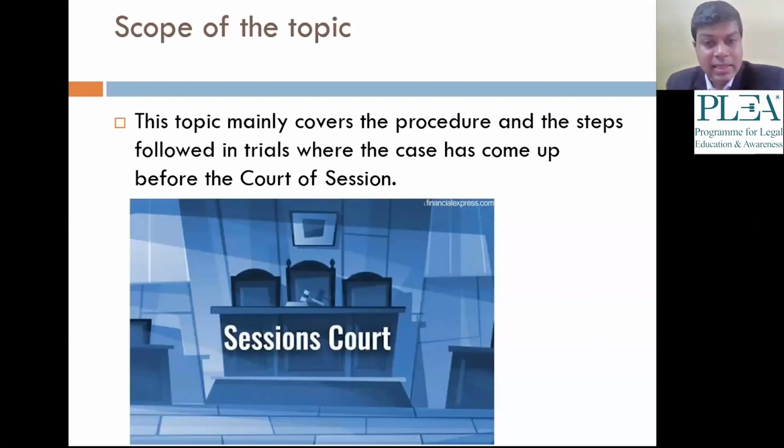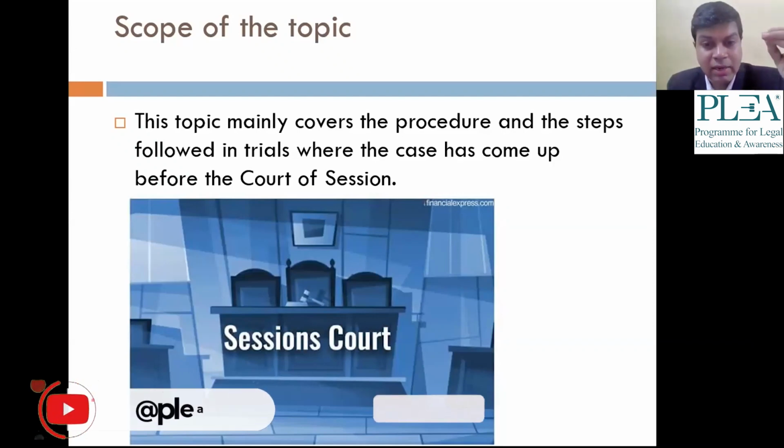Then under section 209, if it appears to the magistrate that the offense is triable exclusively by the court of sessions, he may commit the case to the court of sessions and send all the documents and records to it, and either grant bail or remand the accused into custody, and shall also notify the public prosecutor. The procedure for trial before a court of sessions is mentioned from section 225 to section 237.